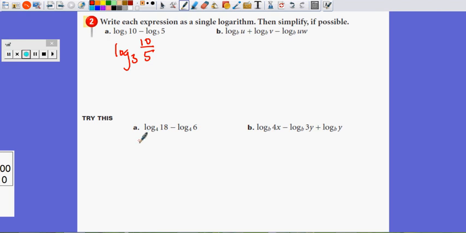Let's make this a plus, to make things a little bit quote unquote harder. Anywhere you see plus, you think, you guessed it, multiplication. So 18 times 6, which becomes log base 4 of 108.